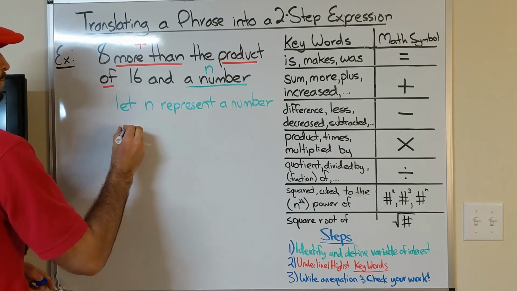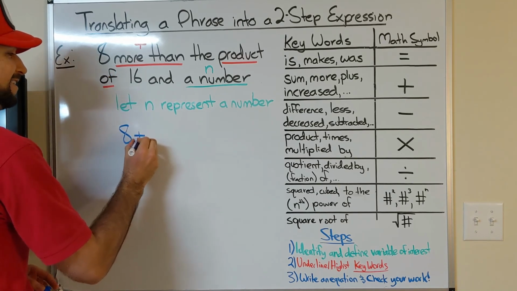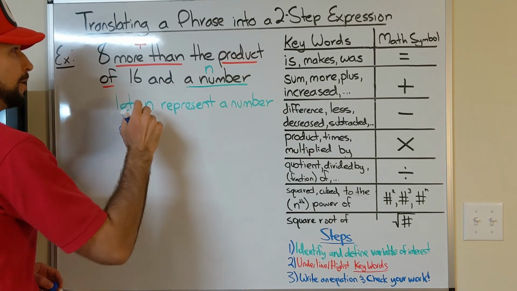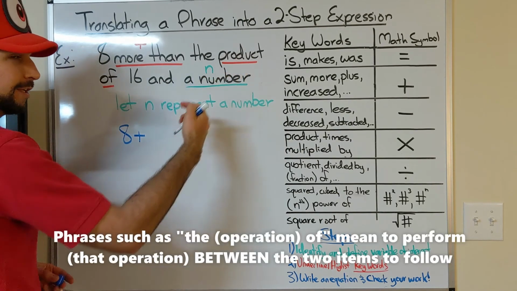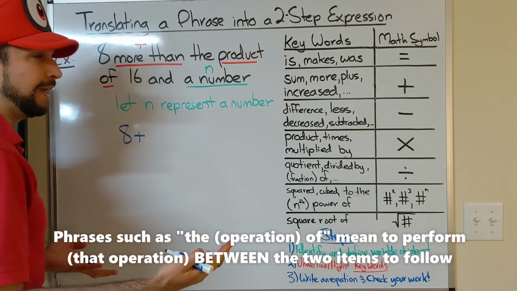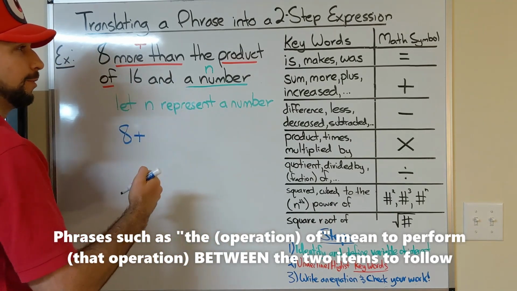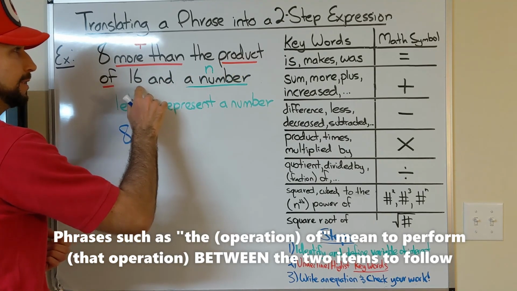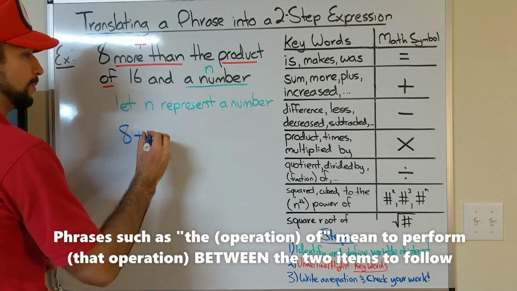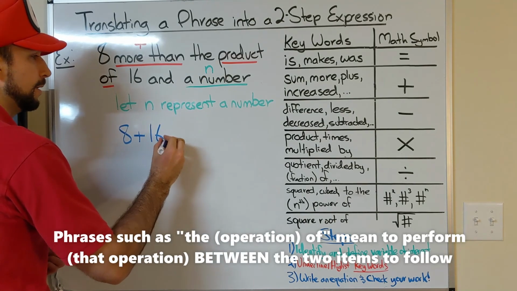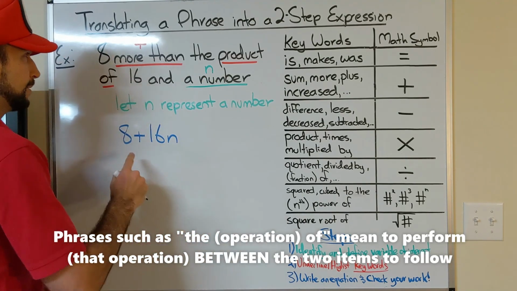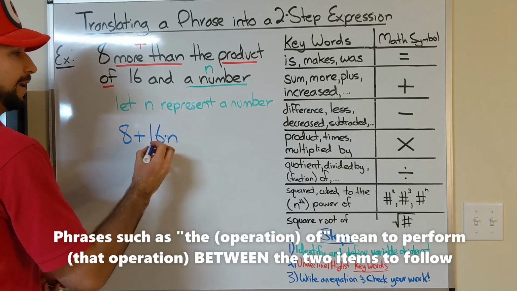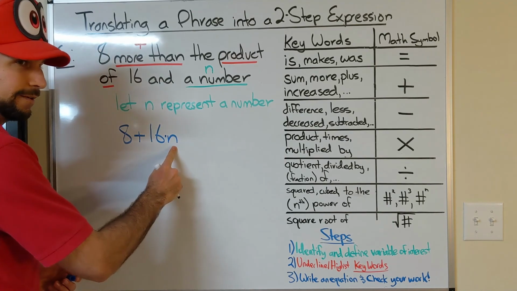Eight more than meant addition. The product of 16 and a number. So product of means multiplication. Obviously, we're not going to put the multiplication sign first and then these two numbers and variables. Instead, we're finding the product of these two things. So 16 and a number, n will be multiplied. 16n. And this reads 8 more than the product of, because we're multiplying here, 16 and n.